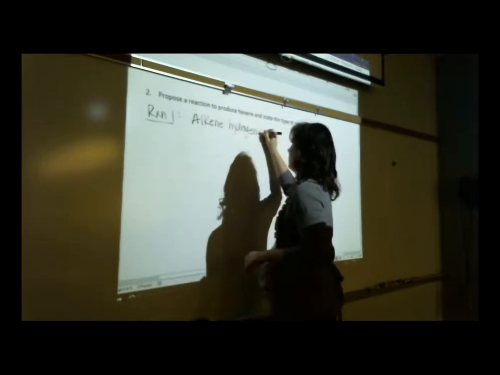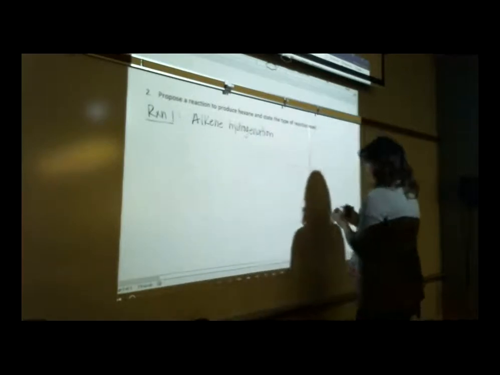Why are my markers getting low? Change that out.